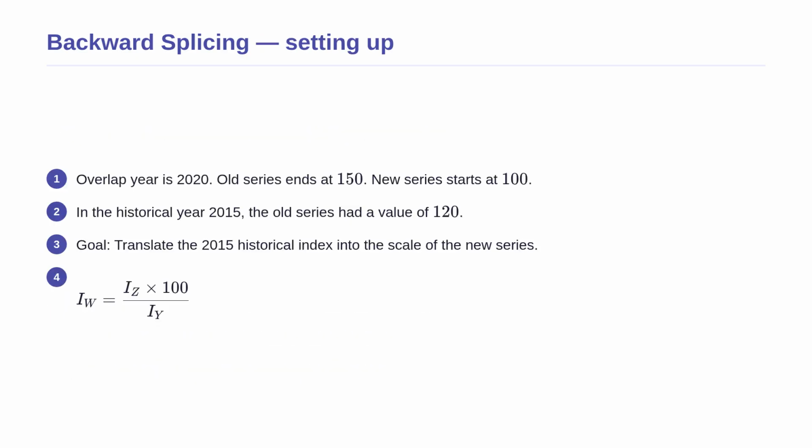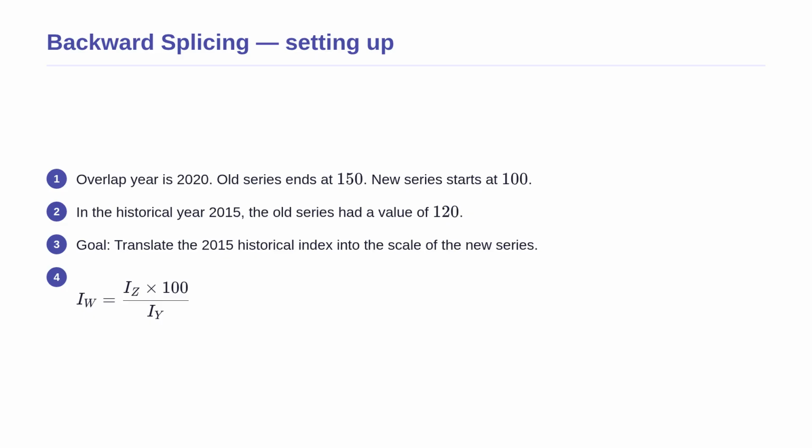Let us see how this works with our final example. Using the same overlapping data as before, the old series ends in 2020 with a value of 150. The new series starts in 2020 at a base of 100. We are given that the old series has a value of 120 in the historical year 2015. We want to translate this 2015 historical index into the scale of the new series. We choose the backward splicing formula because we need to pull historical data forward to the new modern baseline.